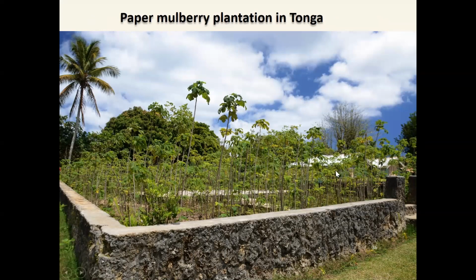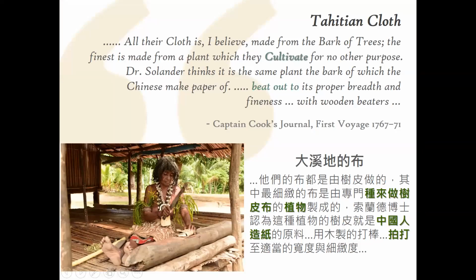But why they grow this tree is because they use it to make a very special kind of textile called tapa cloth, or bark cloth. One of the earliest records of tapa cloth was in James Cook's journal of his Pacific voyage. When he visited the Pacific, he documented everything he saw very precisely. And so he recorded the Tahitian cloth.